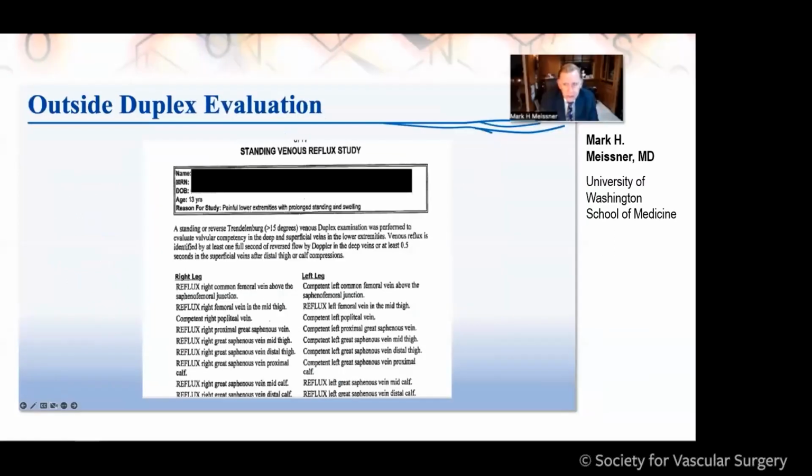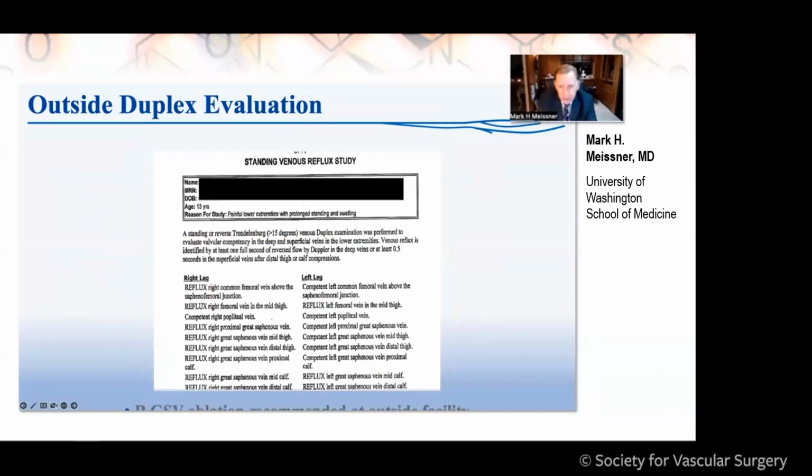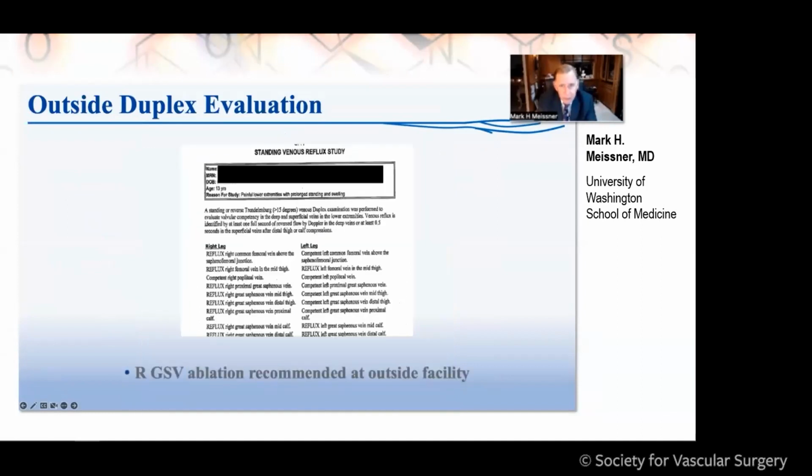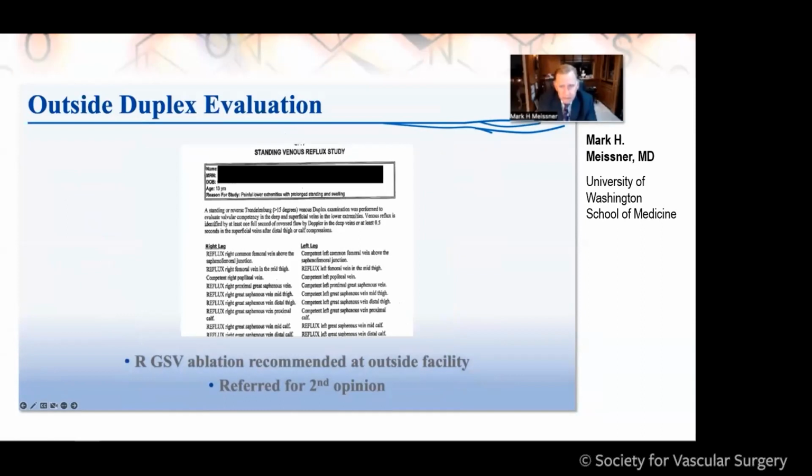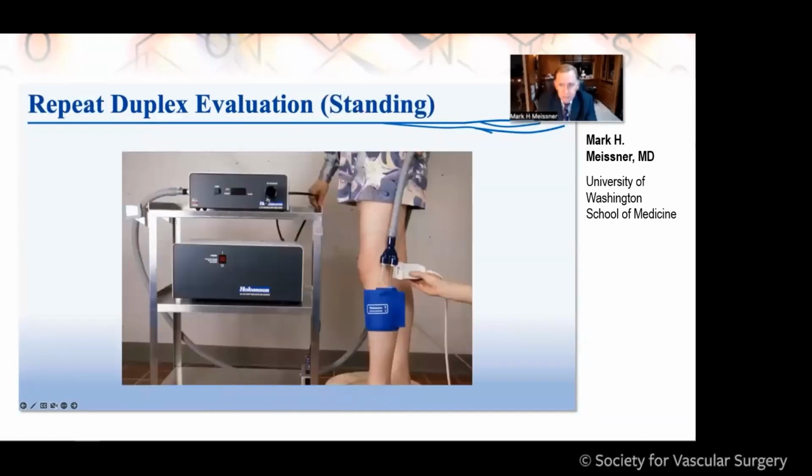She'd undergone an outside duplex examination, which on the report suggested that the exam was done in either a standing or reverse Trendelenburg position, although on questioning the patient and her family, it was clearly done in the supine position and demonstrated reflux throughout the deep venous system, as well as the great saphenous vein on the right, and reflux in the femoral vein and in the great saphenous vein in the calf on the left. The outside facility had recommended ablation of the right great saphenous vein, and her family now brings her in for a second opinion.